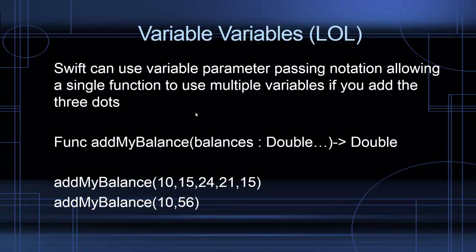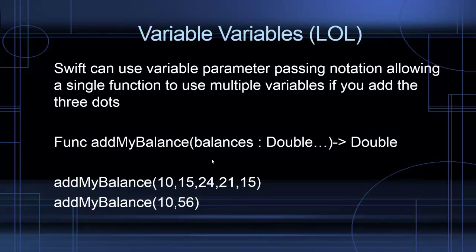to signify multiple variables. So let's say the function just adds all the numbers. So the function add my balances, and then my balances are going to all be doubles, and then it's going to return a double. So if I ran add my balances, it would take 10 plus 15 plus 24 plus 21 plus 15. Or if I did add my balances, it would take 10 plus 56. So a lot of times, if you don't know how many values the user is going to input, you want to do something with the 3 dots. And I believe that's called variable parameter passing notation. Ooh, say that 10 times fast.